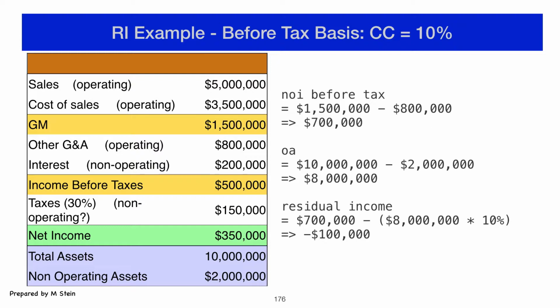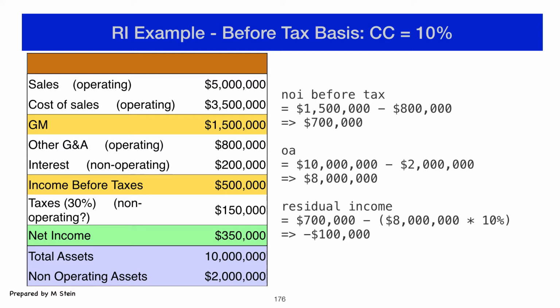To do the residual income on a before-tax basis, we need to know what the before-tax cost of capital is. I'm going to use 10%. Net operating income is the same as before, $700,000. Operating assets are $8 million. So the residual income calculation is net operating income minus the $8 million times the cost of capital of 10%, and this gives us a negative $100,000.